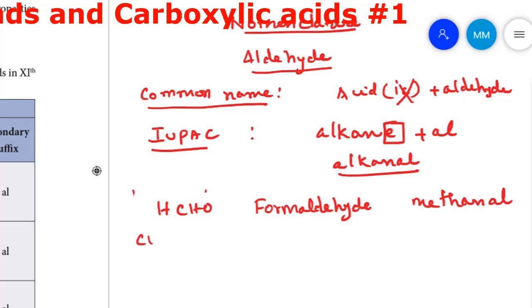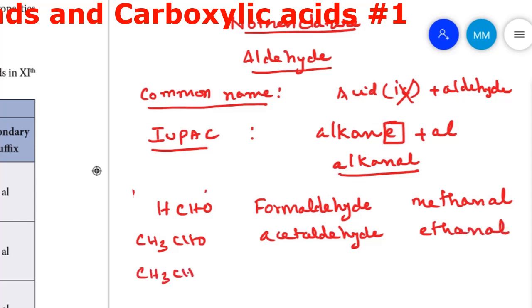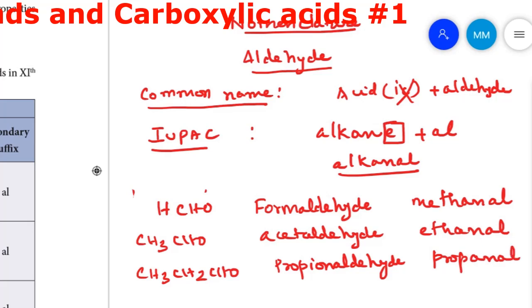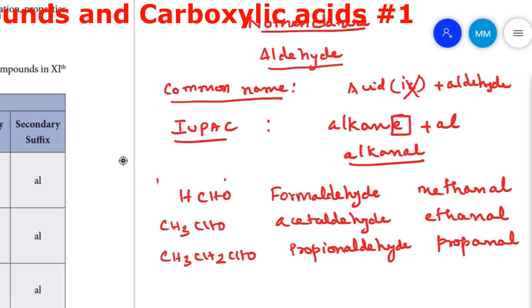Next member, CH3CHO. The common name is acetaldehyde. IUPAC name: it contains two carbon atoms, so ethane, ethanal. The third member, CH3CH2CHO, has the common name propionaldehyde. IUPAC name, propanal.